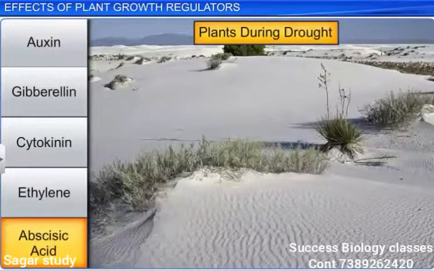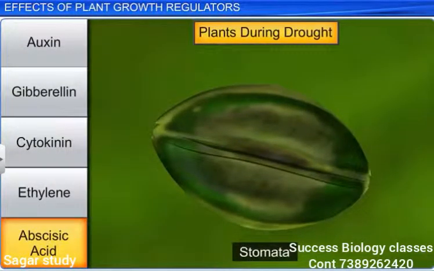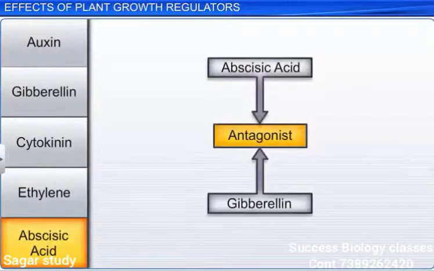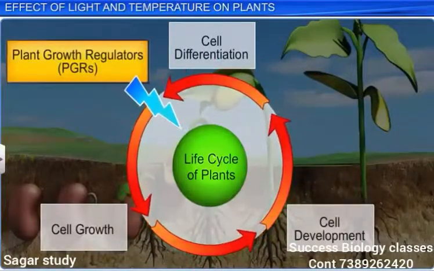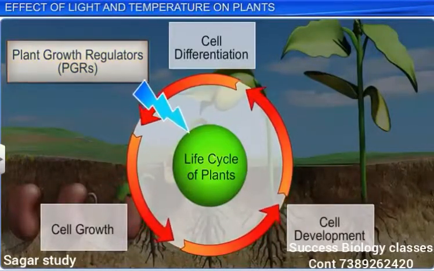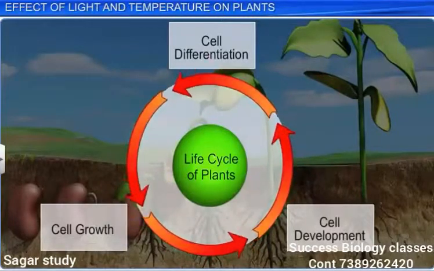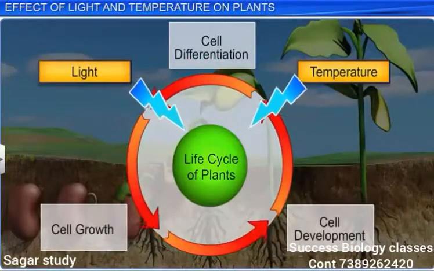In the case of drought conditions, it closes the stomata, thus helping the plant withstand the stress caused by lack of water. In fact, the function of plant growth regulator abscisic acid is opposite to that of gibberellins. Plant growth regulators or PGRs control the growth and development of plants. In addition to PGRs, extrinsic factors such as light and temperature also influence the growth and development of plants.